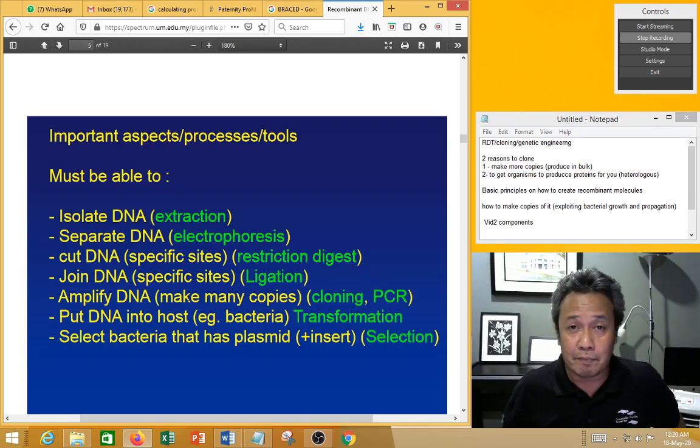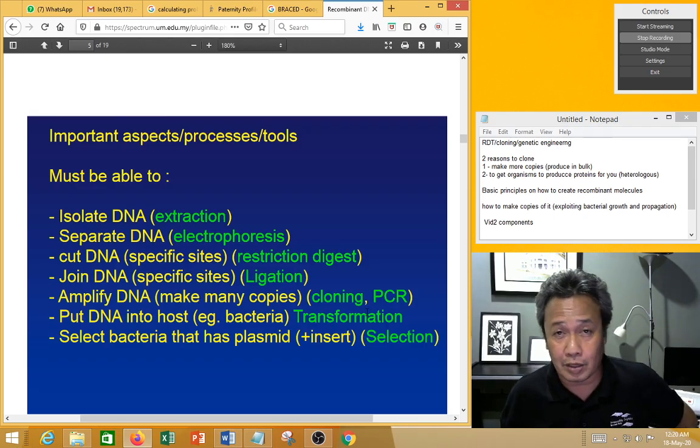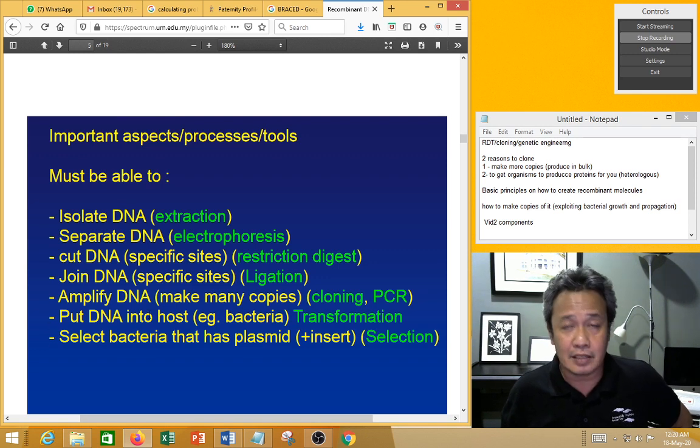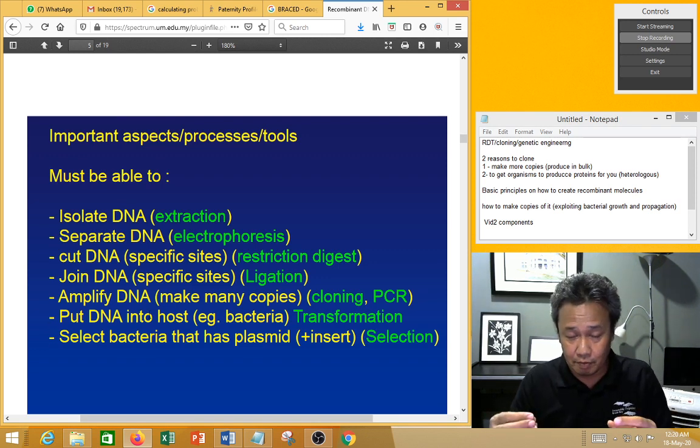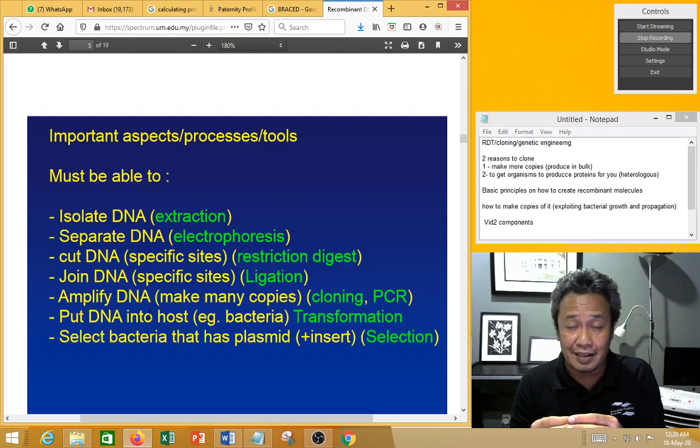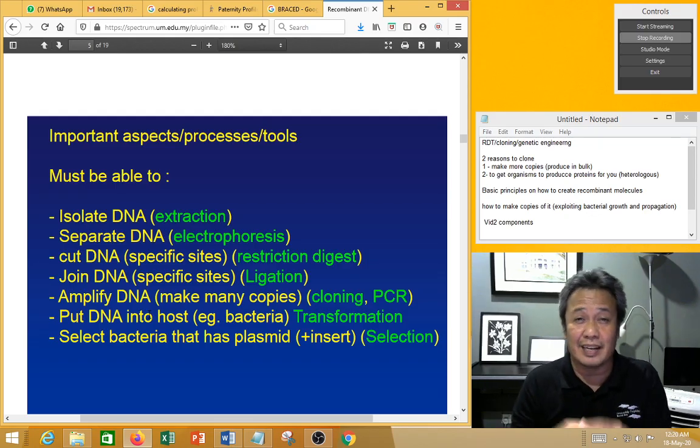There's also a technique to amplify DNA, because with bacterial DNA sometimes you have very low copy number, so you don't have that much. You need to make a lot more, and then you talk about cloning and PCR. I mentioned that you build the recombinant DNA, and then you need to put it back into the bacteria, and that process is called transformation.